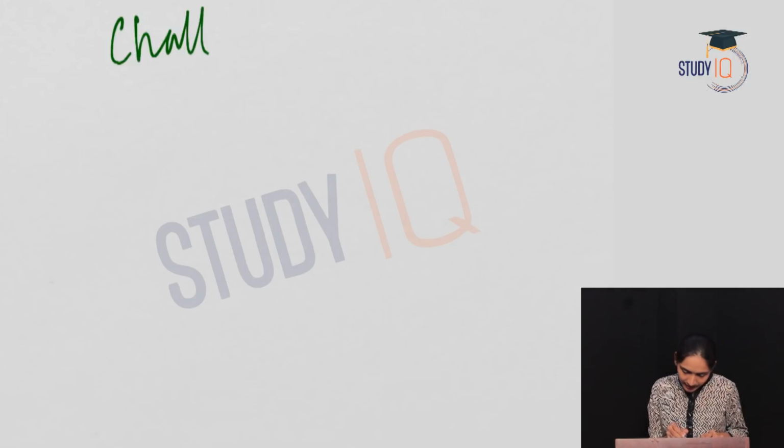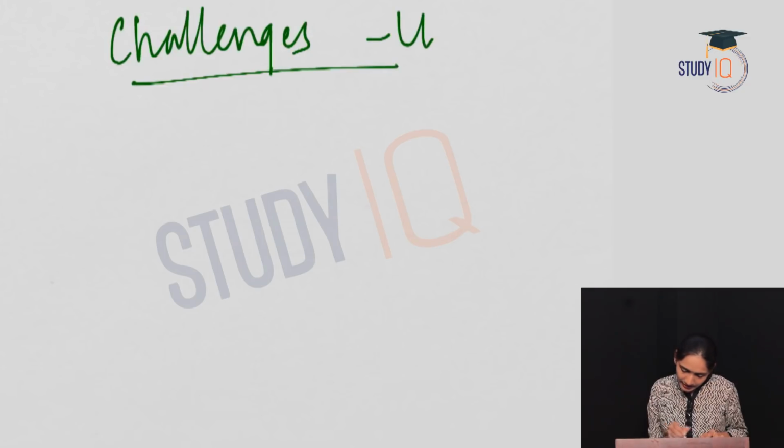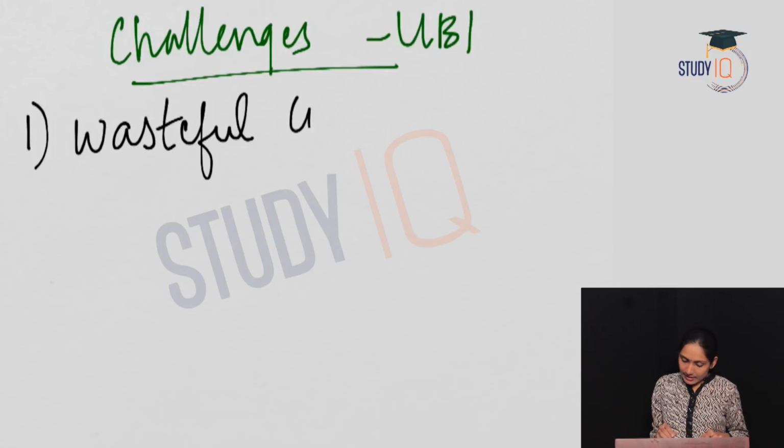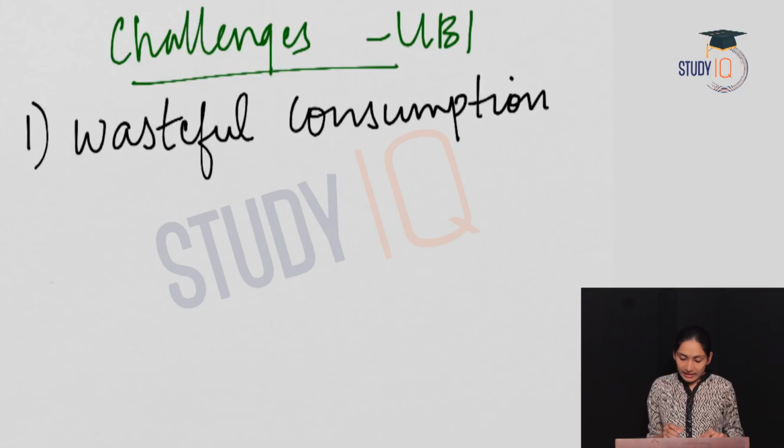Many developed countries have adopted universal basic income, but when it comes to India, there are certain limitations or challenges in adopting it. Let us see what the challenges are. India is a developing country and we have limited resources. So, providing universal basic income to all the citizens of the country would lead to a wasteful consumption pattern.